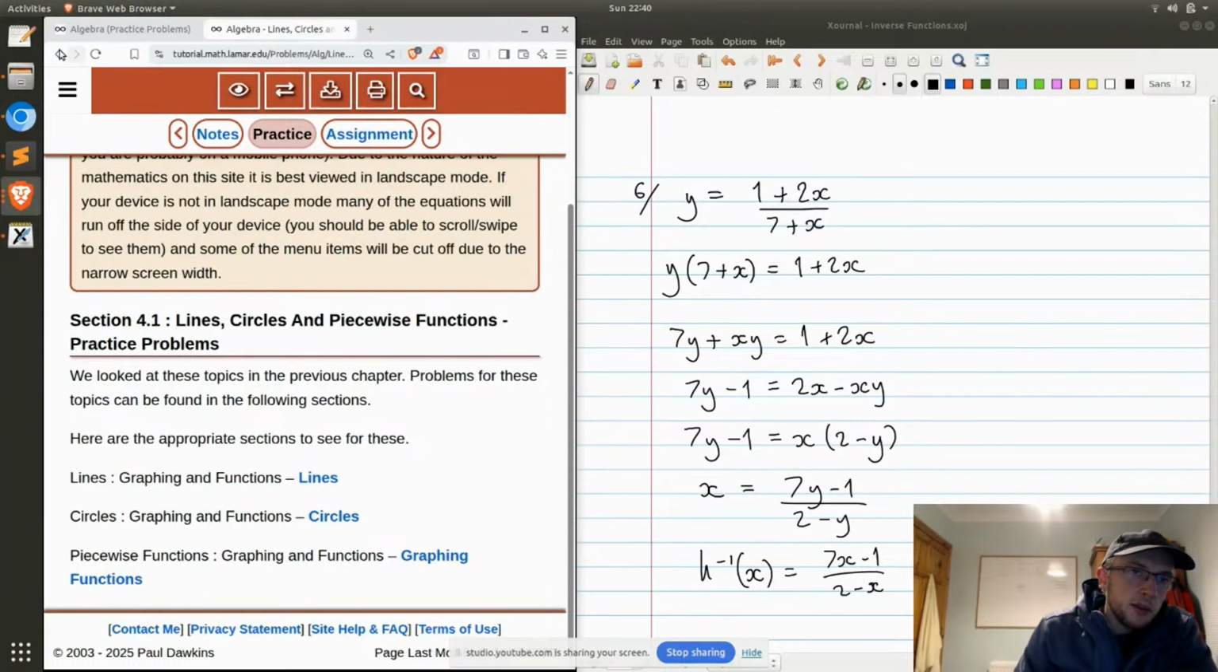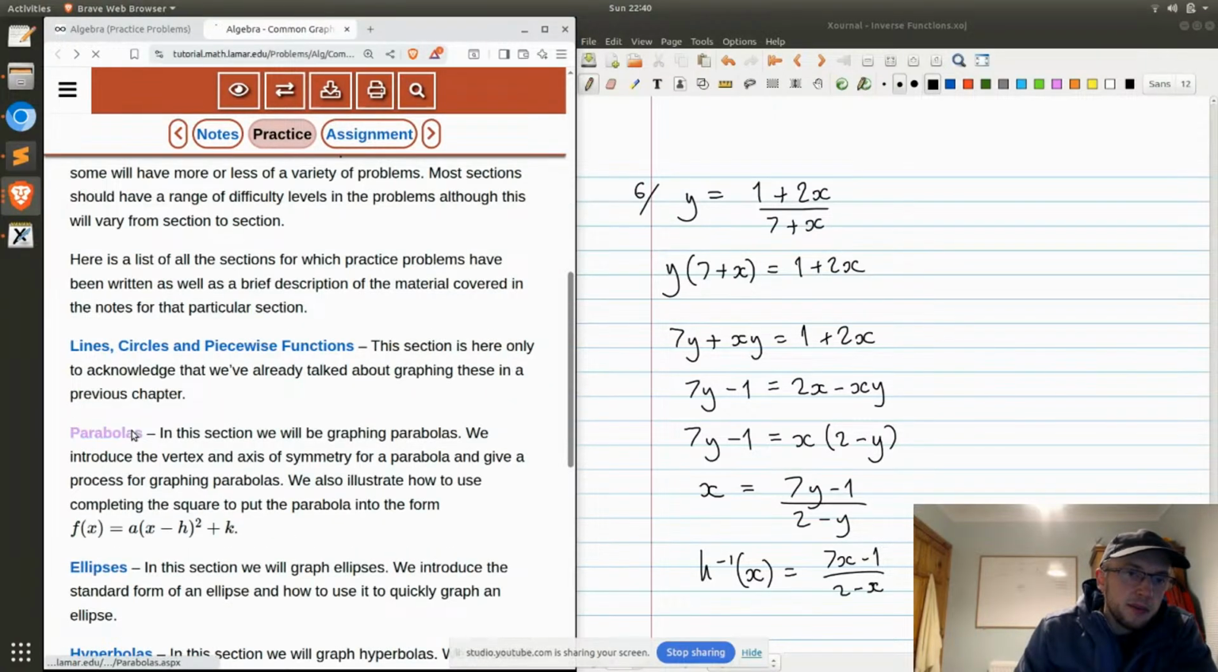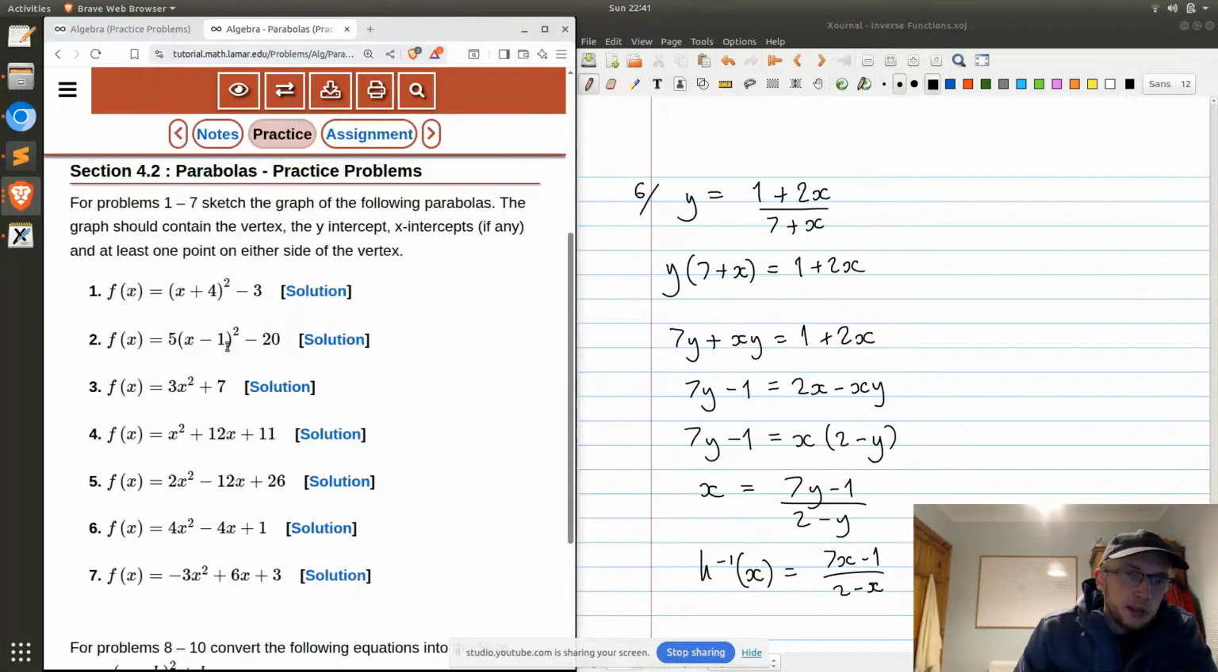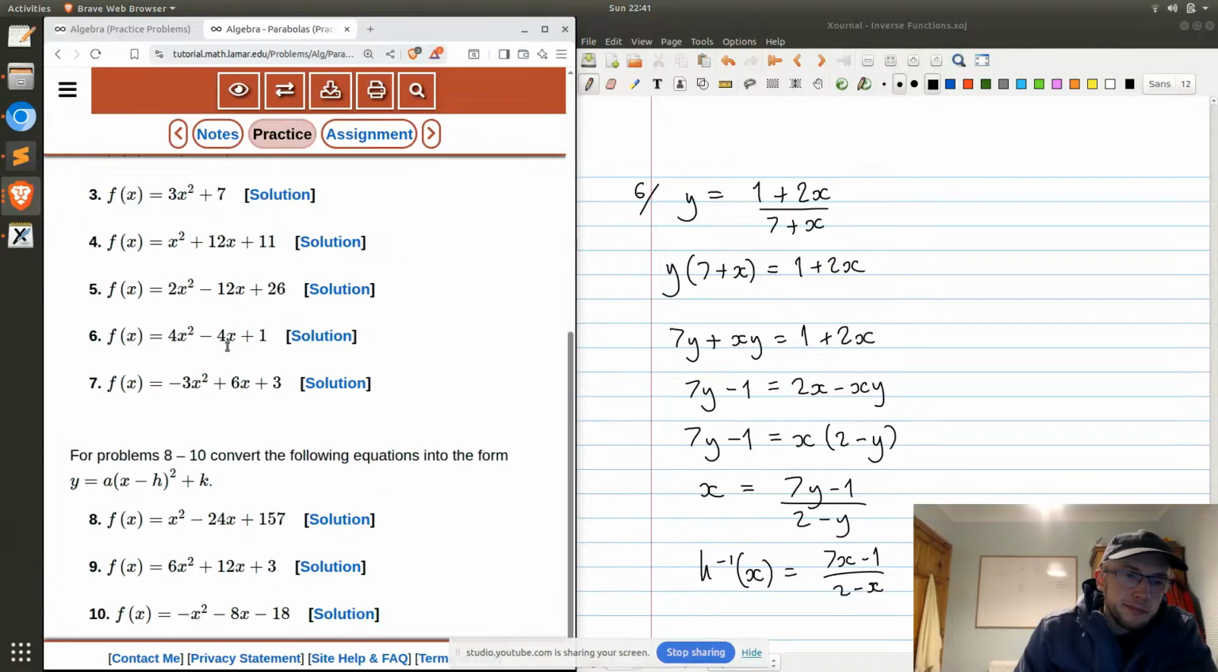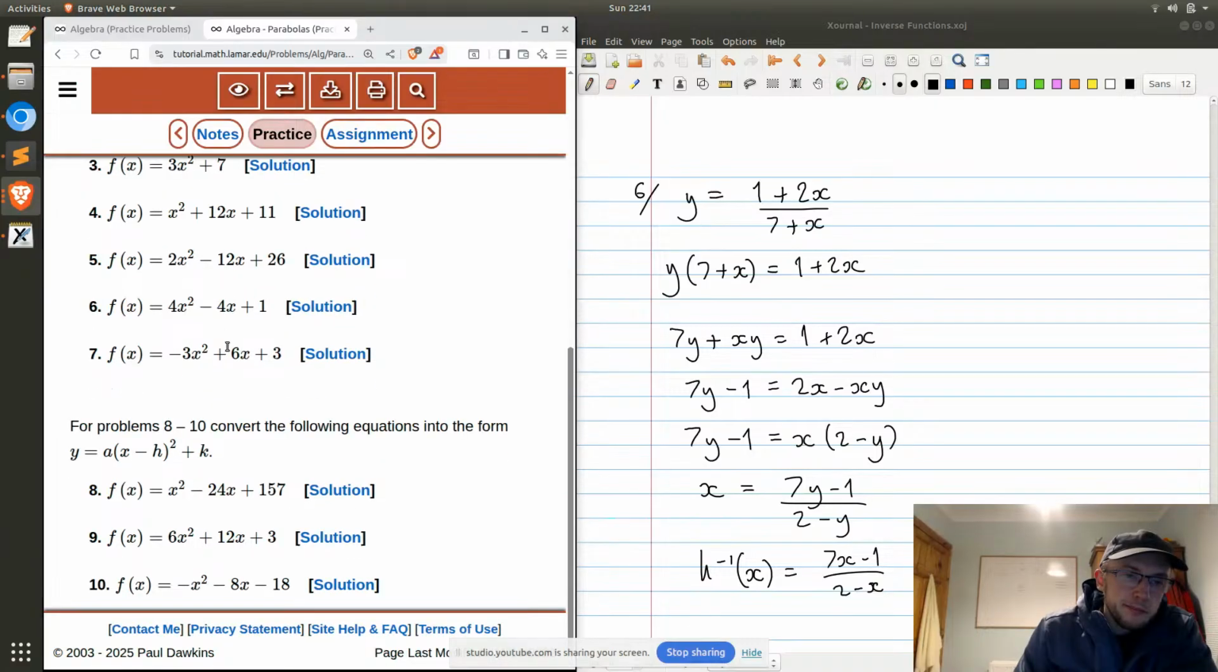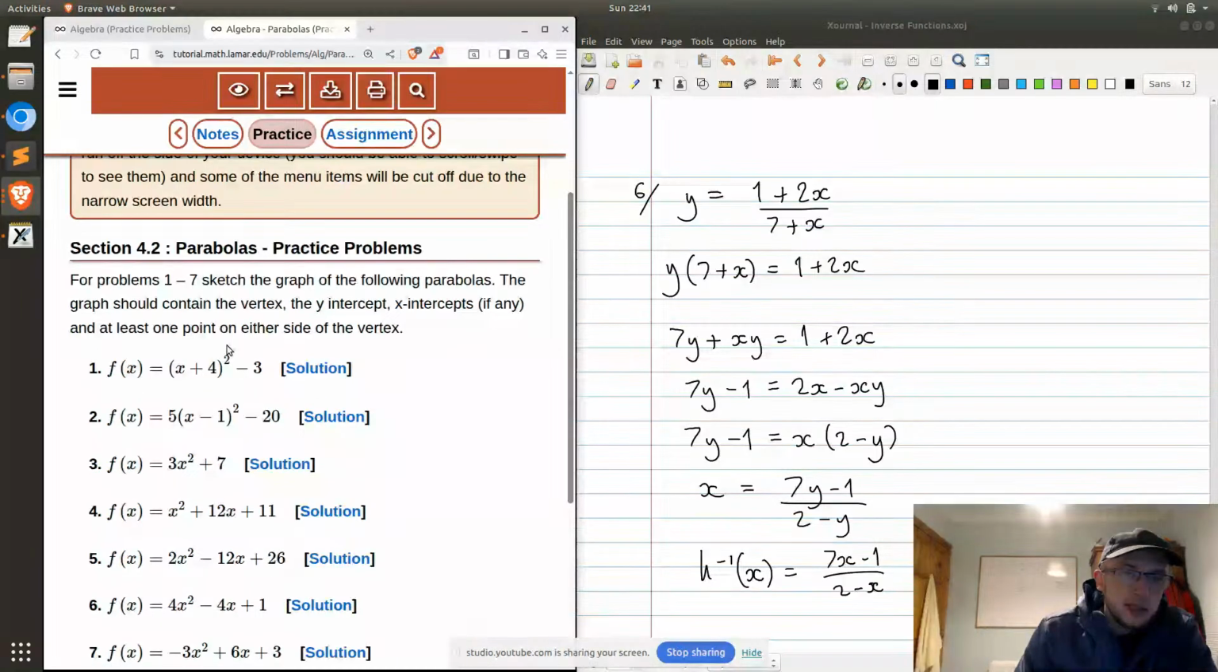Okay, so no problems exactly for those. And parabolas. Okay, so this looks cool. So we have to find the vertex, y-intercept, and x-intercepts.